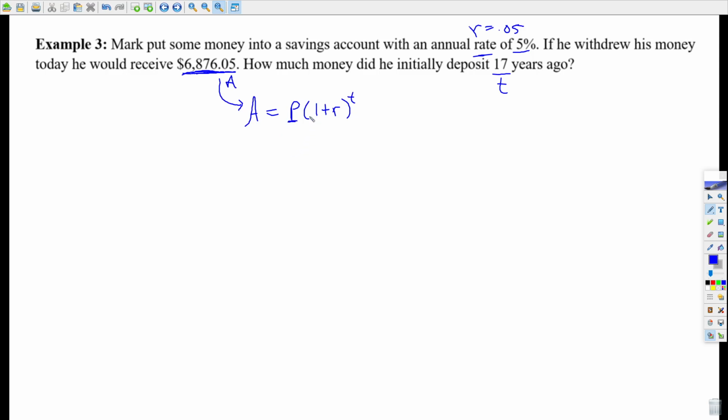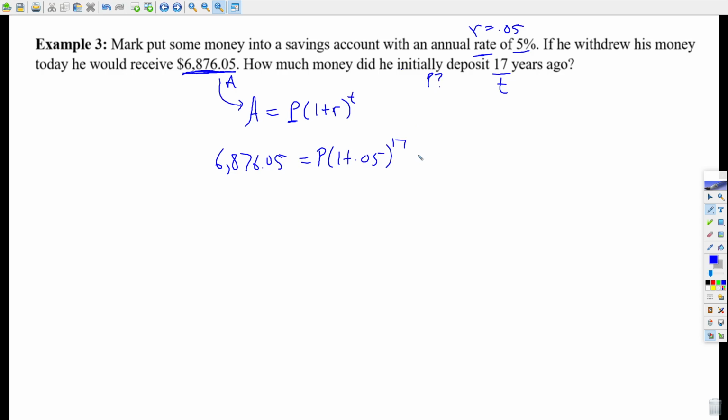What we don't know is P. We don't know the initial amount he put, which actually it asked in the question. How much money did he initially deposit? We don't know P. So we have to solve for it. All right, let's plug in the numbers. We have 6,876.05 equals P times (1 plus our rate, 0.05) to the 17th power.